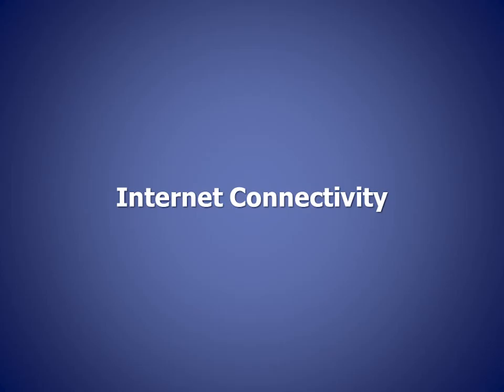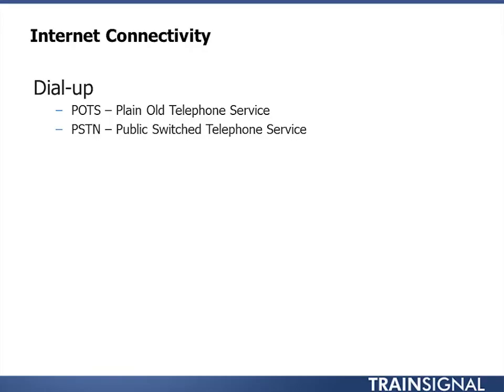So what are all the different ways that we can get connected to the internet? Well, one way is through dial-up, using POTS, plain old telephone service, or what sometimes is called PSTN, Public Switched Telephone Network. And using a device, which again, we'll talk about devices in another lesson, but a device called a modem, which by the way, modem actually stands for modulator demodulator.